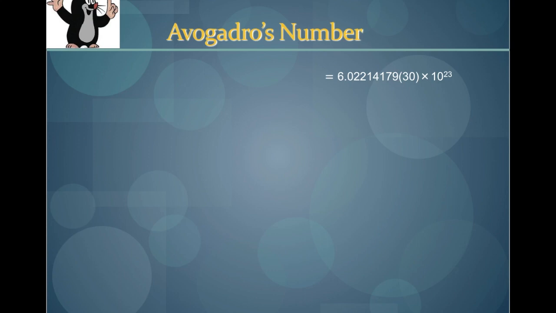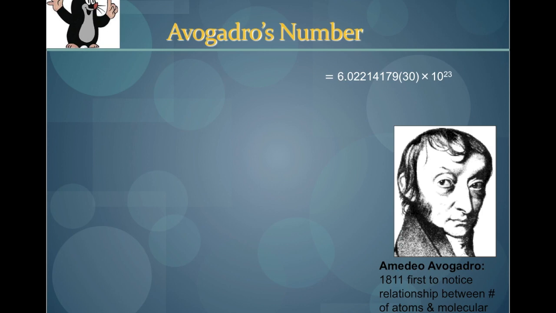The number 6.022 times 10 to the 23rd is sometimes called Avogadro's number. It's named after a scientist named Amedeo Avogadro, who in 1811 first noticed that there is a relationship between the number of atoms in the molecule and molecular mass. So how did we come up with this weird number? The exact value of Avogadro's number is shown on the right. It's 6.0221417930 times 10 to the 23rd, and the 30 is in parentheses because that's an estimate.